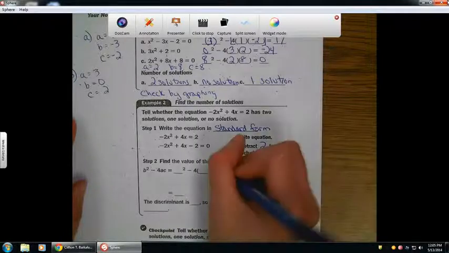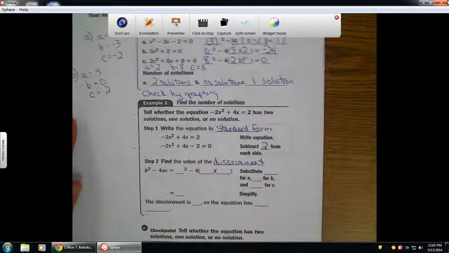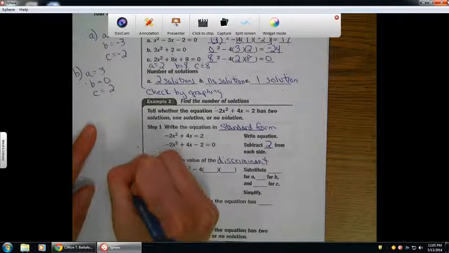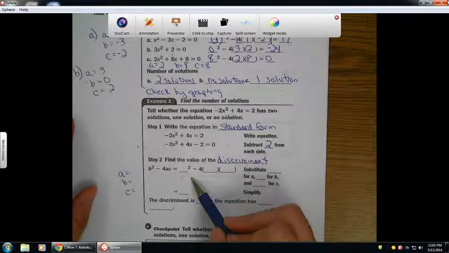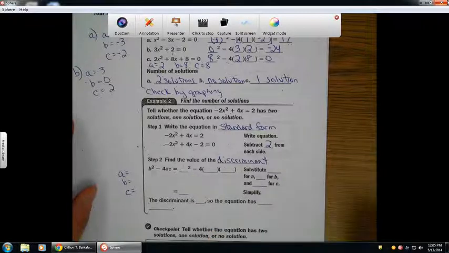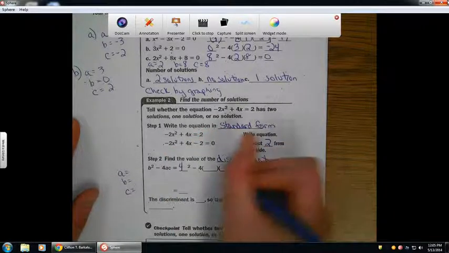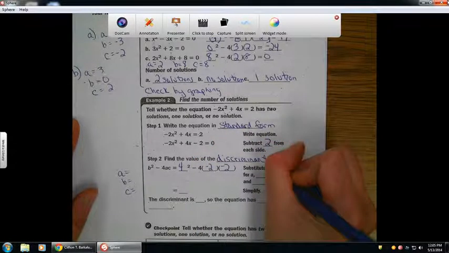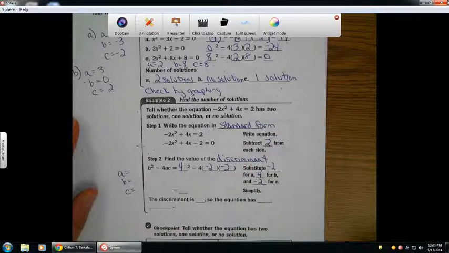And step 2 is to find the value of the discriminant. So again, pause the video to find your values of A, B, and C. Okay. Plug them into the discriminant b squared minus 4ac and determine how many solutions you get. So go ahead and pause it. All right, when you come back, you should have plugged in 4 squared minus 4 times negative 2 times negative 2. We substituted negative 2 in for A, 4 in for B, and negative 2 in for C.